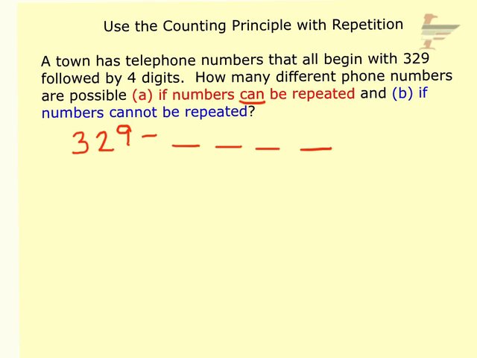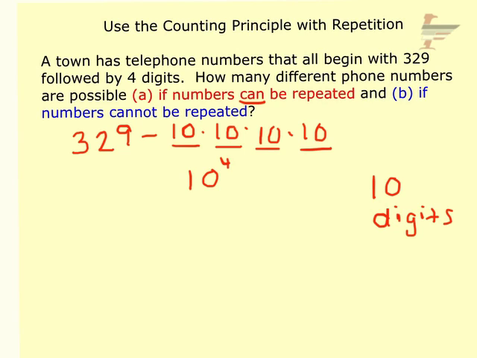So if you think about your digits, you have 0, 1, 2, 3, 4, 5, 6, 7, 8, 9, right? So you've got 10 digits altogether, not 9, because we include 0. So I have 10 options for my first number, and then 10 options for my next number because I can repeat them, and then 10 options, and then 10 options. So basically I have 10 to the 4th power there, or 10,000 different ways I can arrange those last 4 digits.